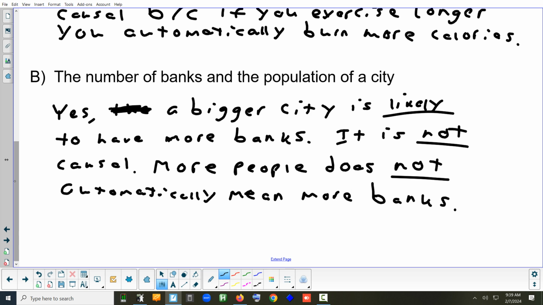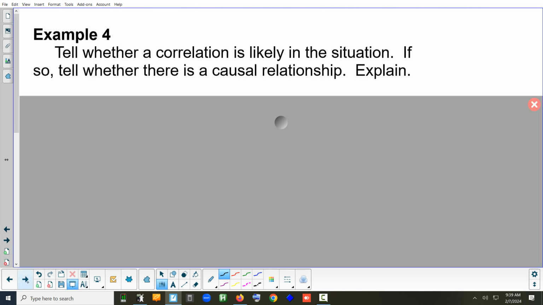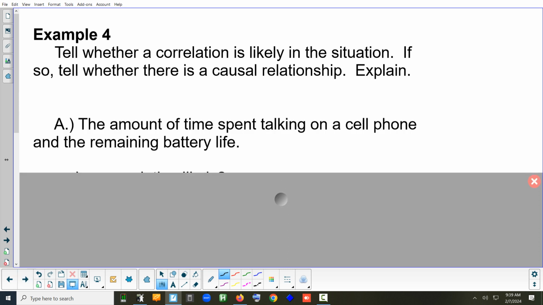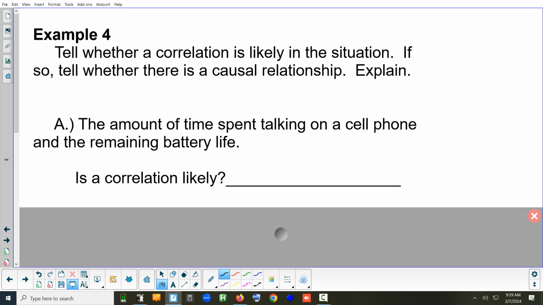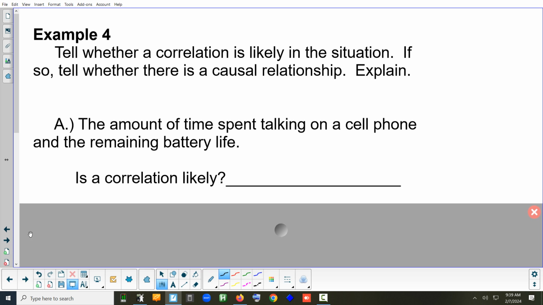All right, let's try a couple more. So example 4, tell whether there is a correlation. If there's no correlation, you can stop. There's nothing else you need to do. But if there is a correlation, is it automatic? The amount of time spent talking on a cell phone and the amount of battery left.